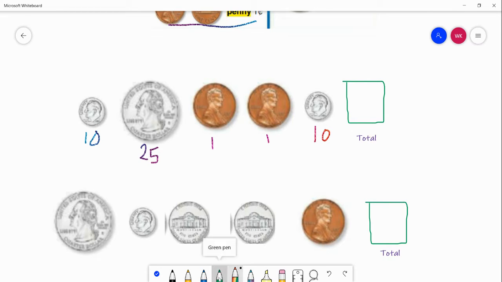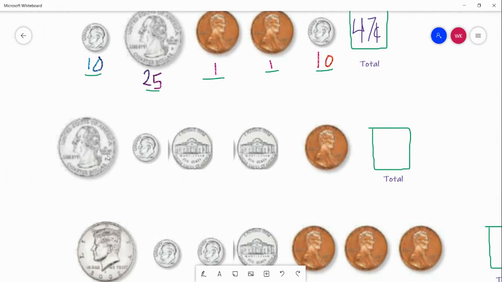So I usually start with our biggest number, which is the quarter. So I'm going to start with 25. Now I'm going to add 10 to 25. So 25 plus 10 is 35. Now I'm going to add 10 more. So 35 plus 10 equals 45. So we're at 45. And then we have ones right here. So 45, 46, 47. We have 47 cents right here. 47 cents.